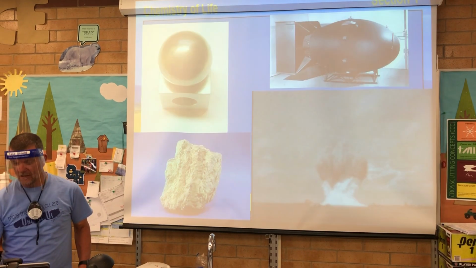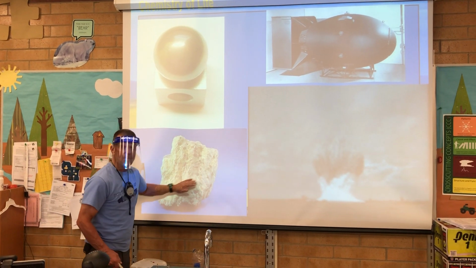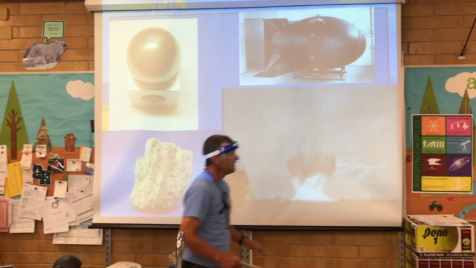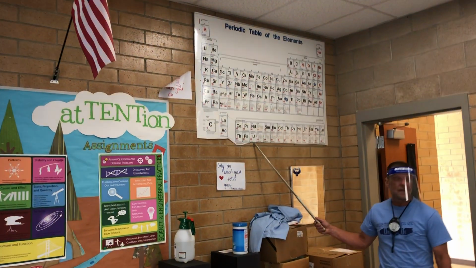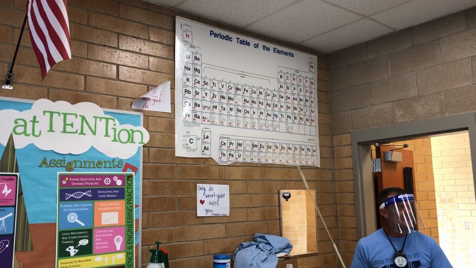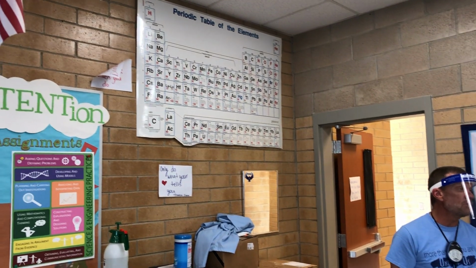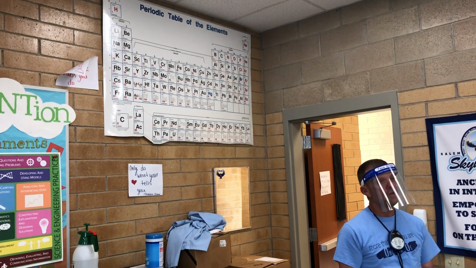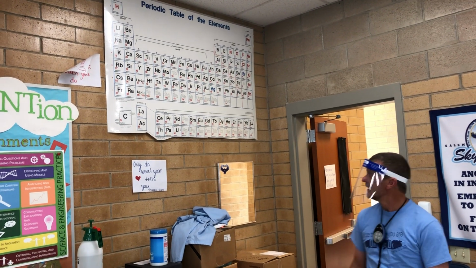Check this out. The largest of all the elements is uranium. This is uranium ore right here. Come over here. 92. Uranium is 92. And it's the largest naturally occurring element in the world. And we have uranium in Utah. In fact, we have uranium mines in Utah. So we're kind of cool that way.